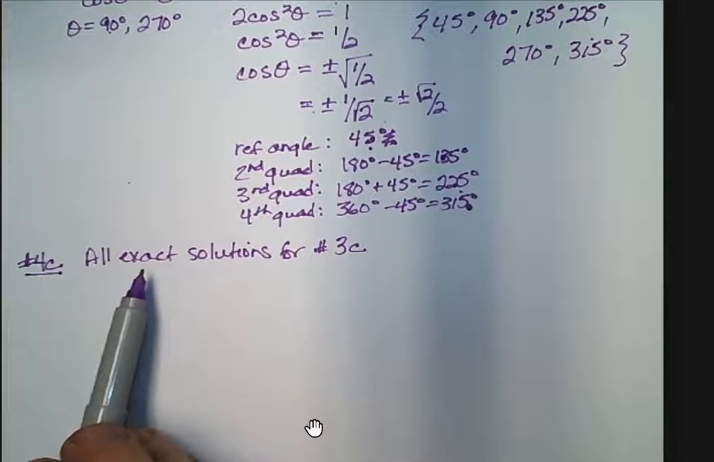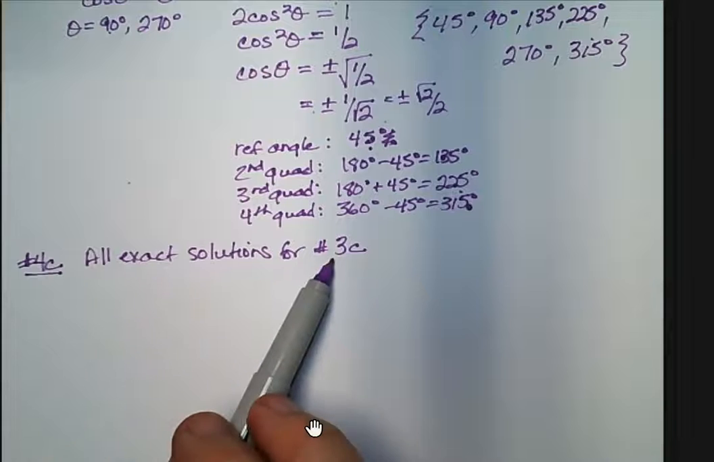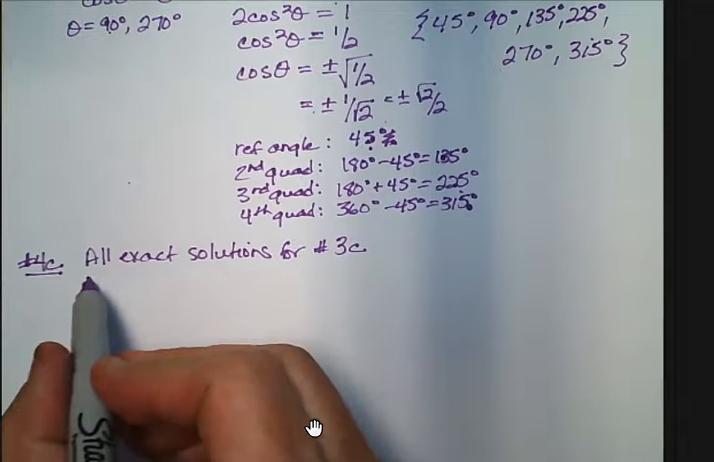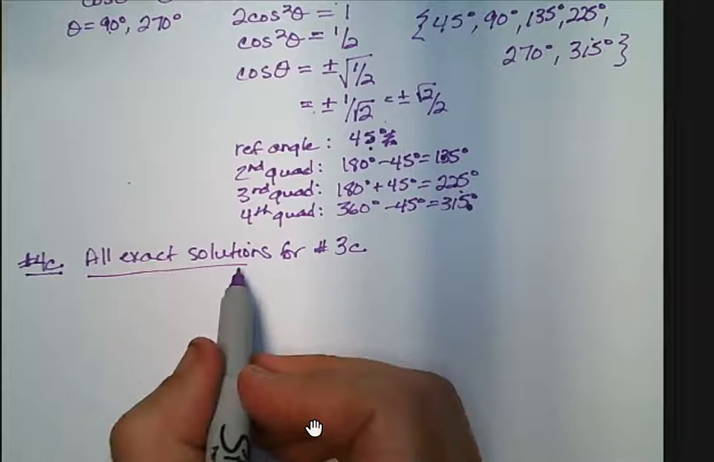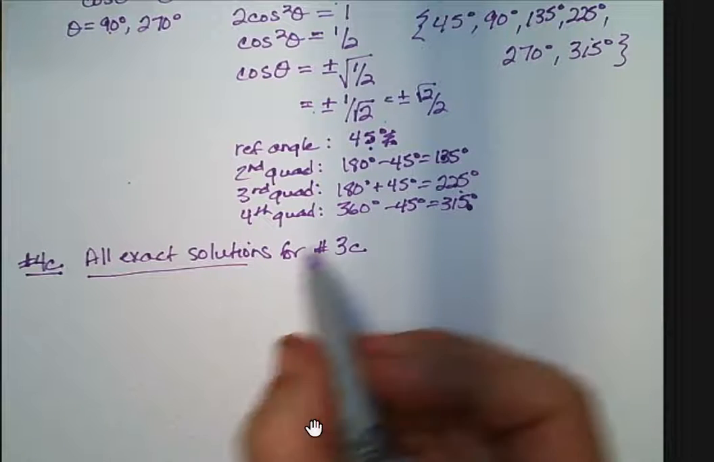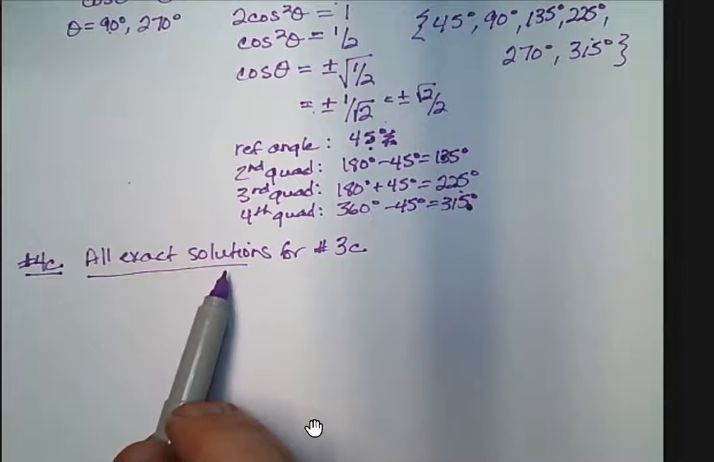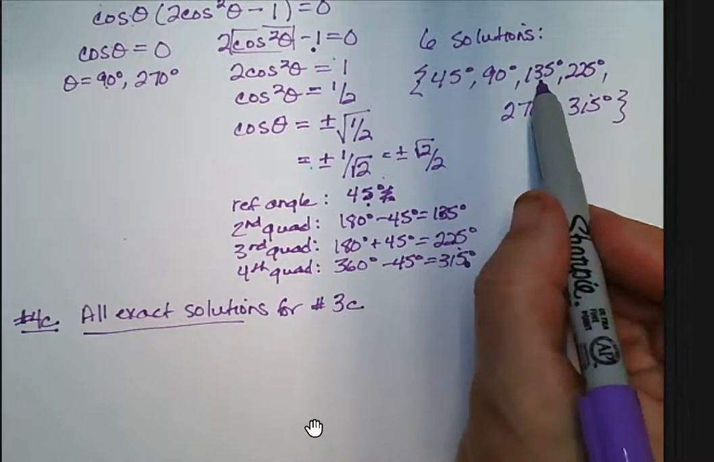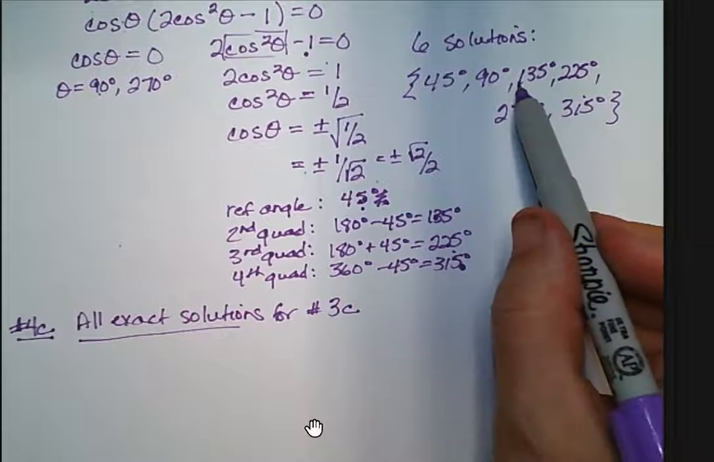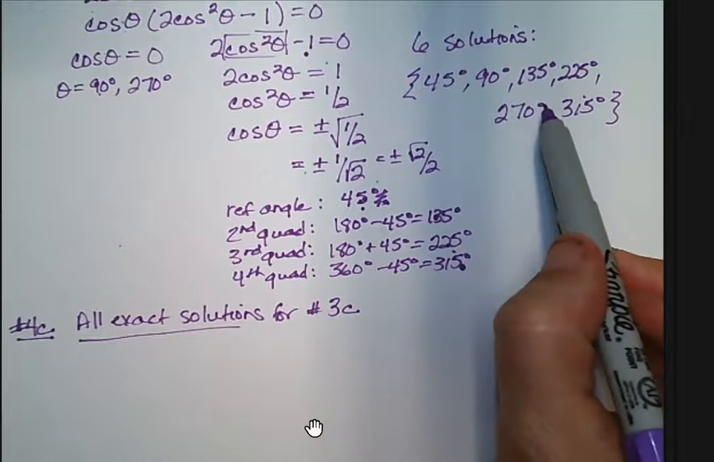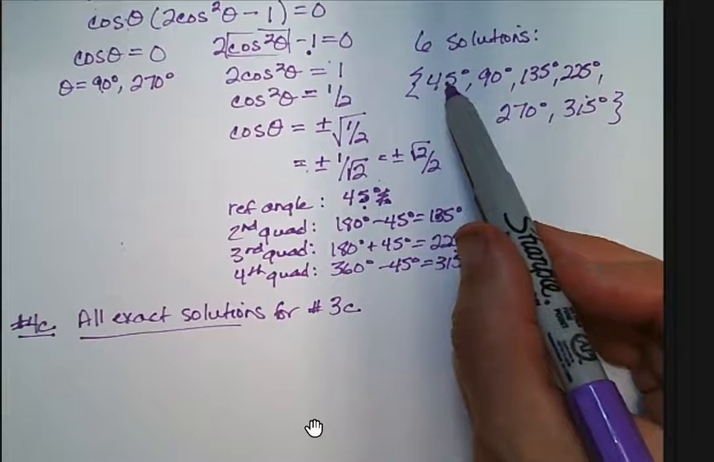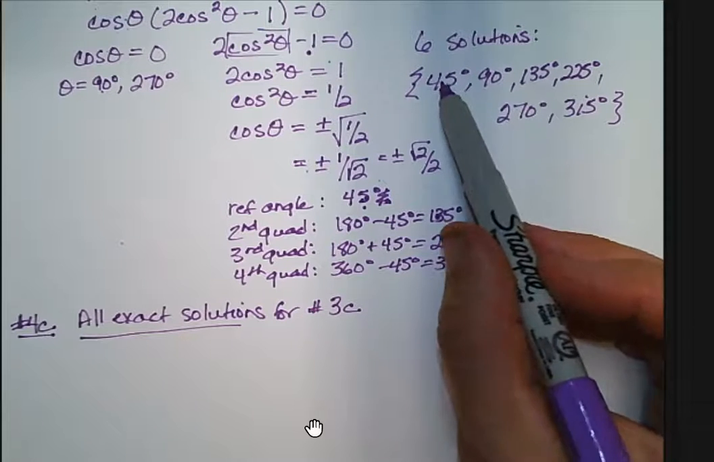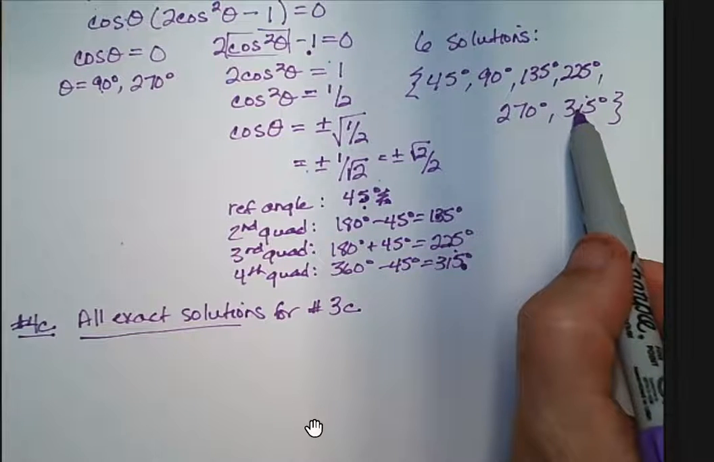In number 4C, it's asking us for all the exact solutions for the equation we solved in number 3C. This is saying all the exact solutions, not just the ones in the interval from 0 to 360 that we found up here, but all of them. So what we want to do is take each one of these that we had for our solution between 0 and 360 and think about all the angles that would be coterminal with each one of these. So we're just going to write a set where we're doing all the angles that are coterminal to each of these 6.